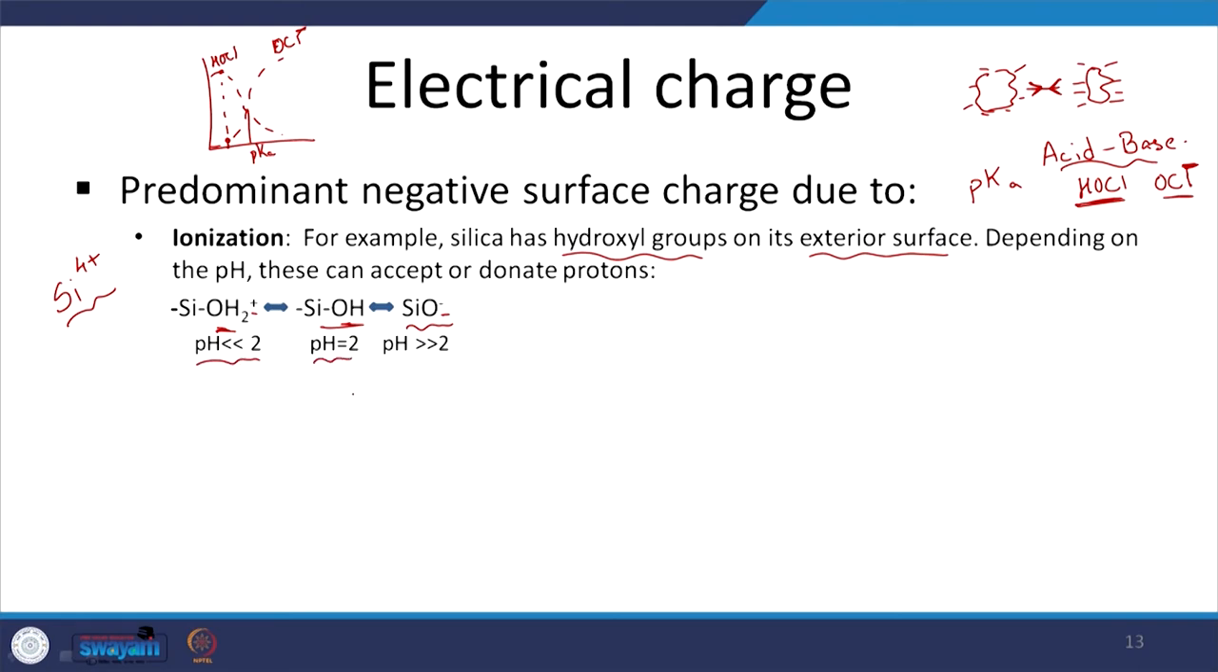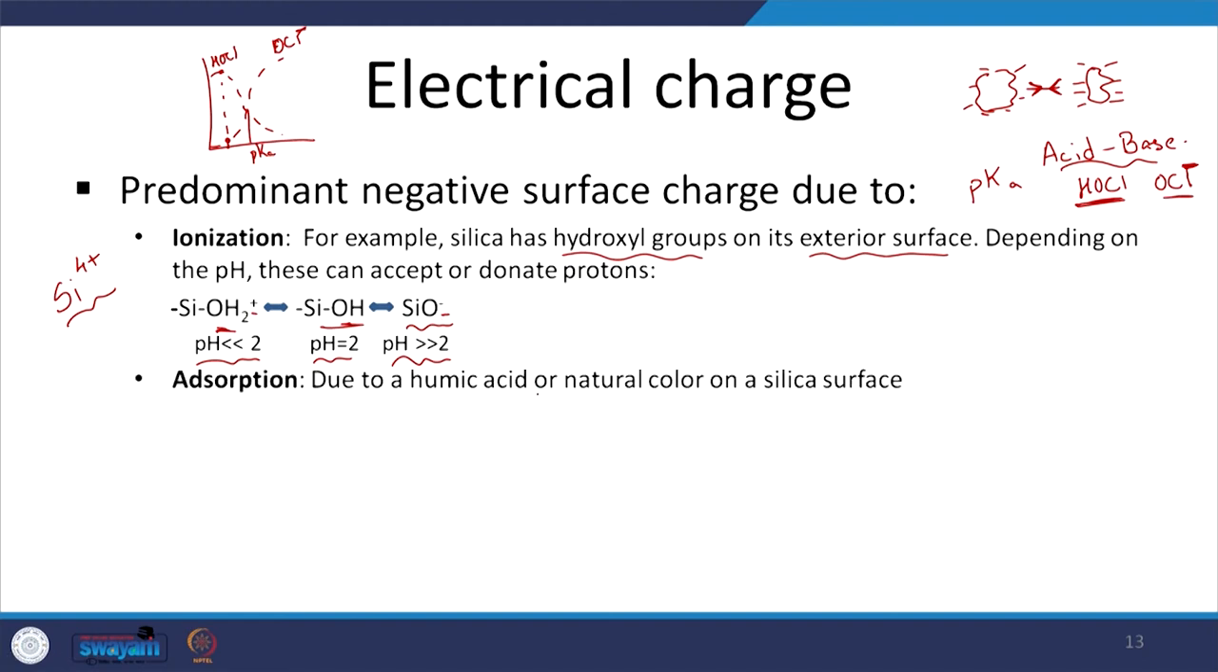The point of zero charge is when pH is equal to 2, and when pH is greater than 2, that is where most of our waters are. So, it typically has a negative charge. That's one reason for a negative charge.